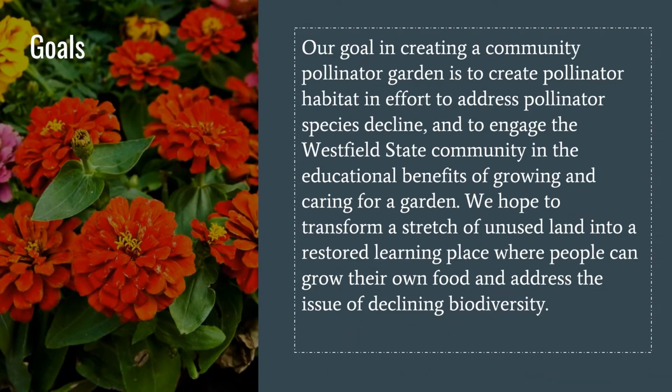Our goal in creating a community pollinator garden is to create pollinator habitat, an effort to address pollinator species decline, and to engage the Westfield State community in the educational benefits of growing and caring for a garden. We hope to transform a stretch of unused land into a restored learning place where people can grow their own food and address the issue of declining biodiversity. Some examples of food plants that serve a dual purpose of attracting pollinators and feeding the community are blueberries and tomatoes.